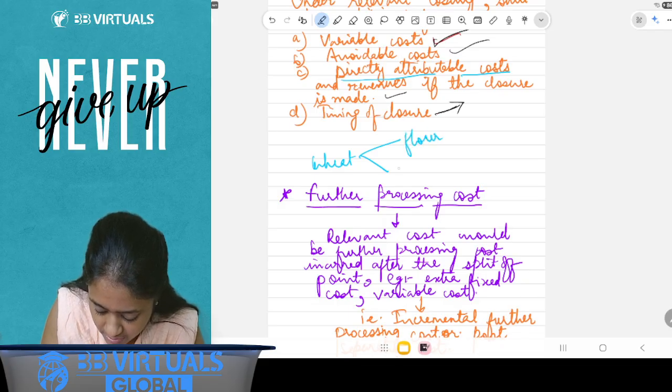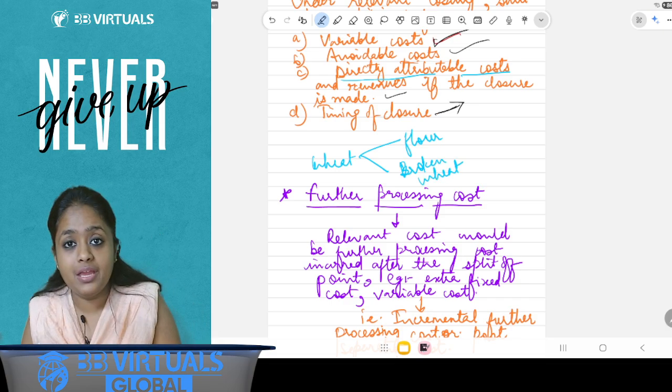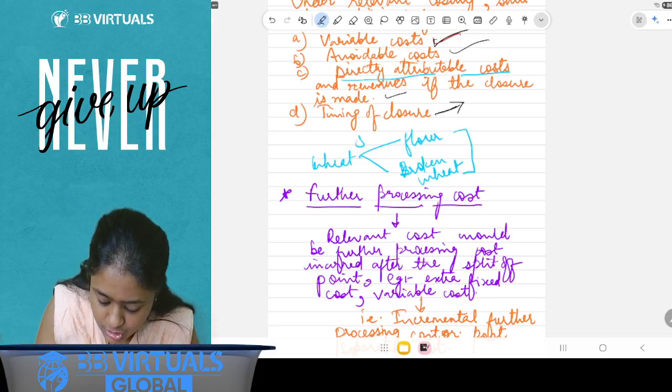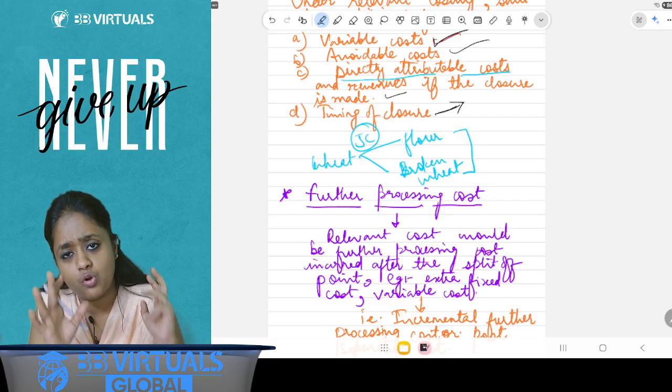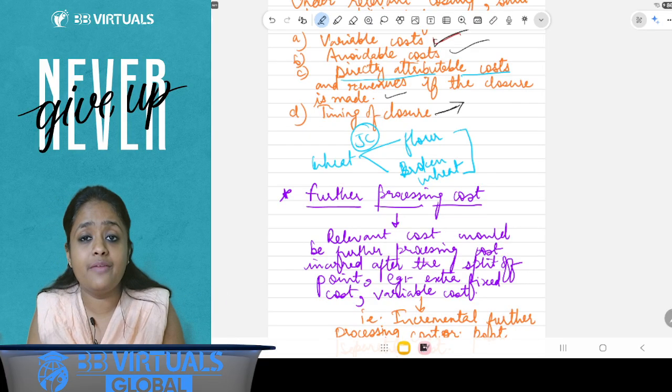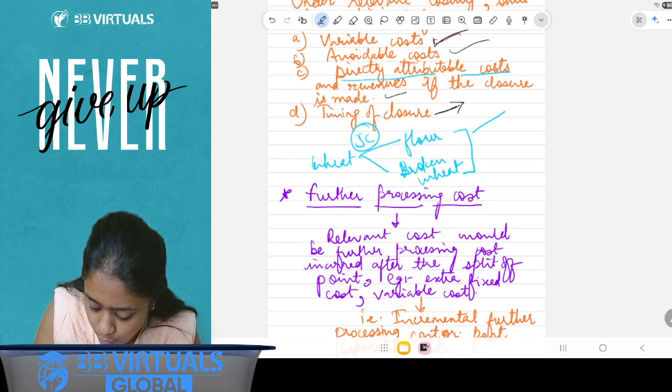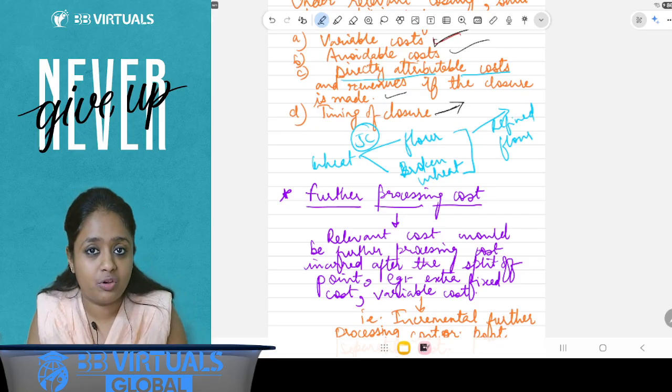The normal regular flour that you eat and broken wheat that we also call dalia. Now, till this point we say it is processed and we have incurred joint cost, which is a past cost already incurred. Now here relevant costing says go beyond it. Can we further process flour into refined flour? Check that.